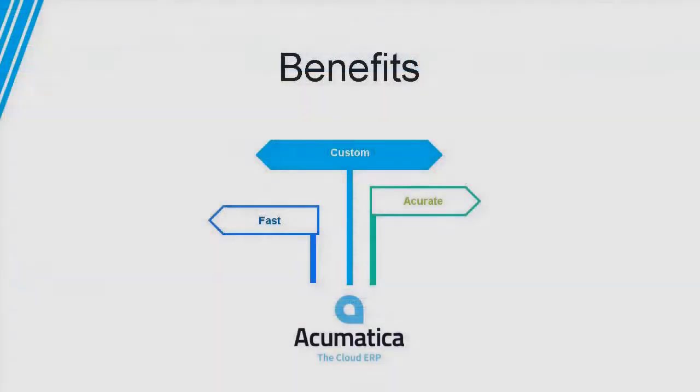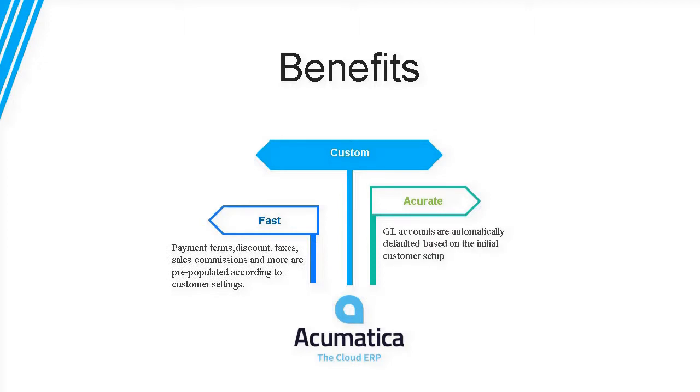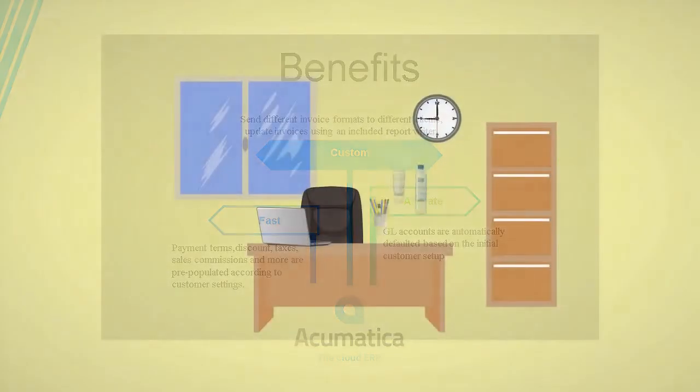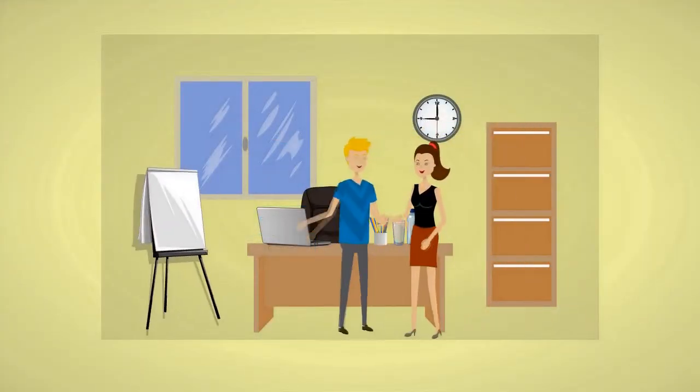Improve the speed and accuracy of your invoicing process by pre-populating fields and account codes. Customer class allows you to apply changes across a large number of clients without having to manually update all records. And more importantly, Acumatica is web-based, so you can enter and review invoices from anywhere.